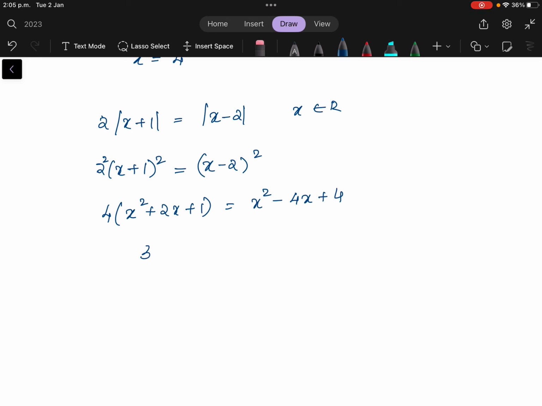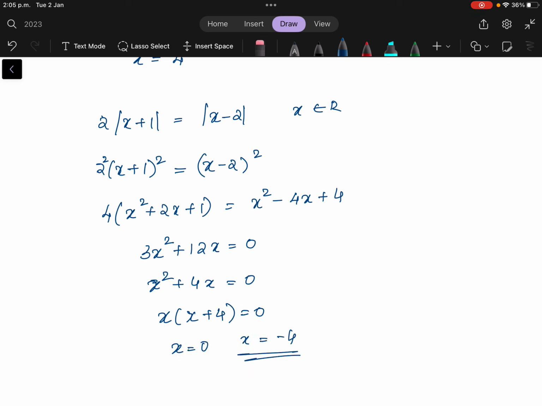Then you simplify everything, and you will get 3x square plus 12x is equal to 0. Dividing by 3, x square plus 4x is equal to 0. So x times (x plus 4) is equal to 0. x is equal to 0, or x is equal to minus 4. This is how you find the values. There can be modulus inequalities also, for which you need to solve for the values.